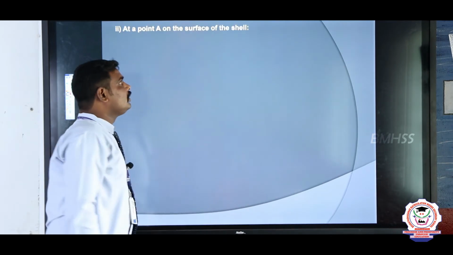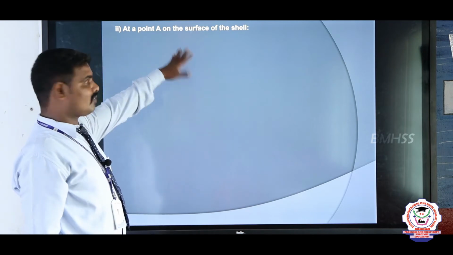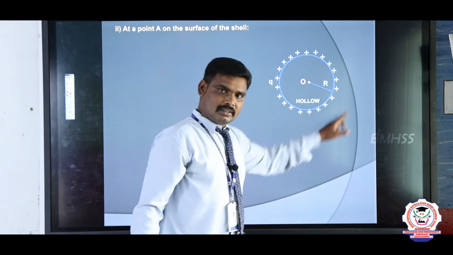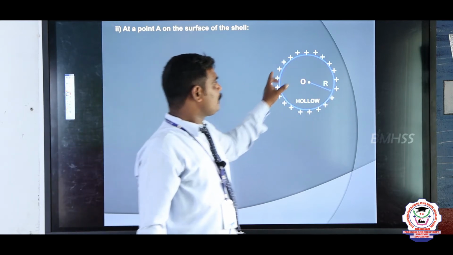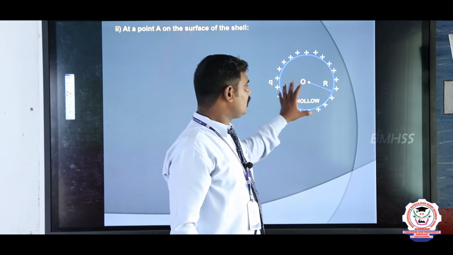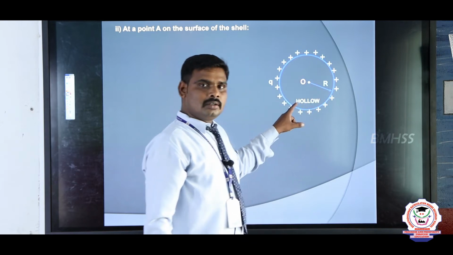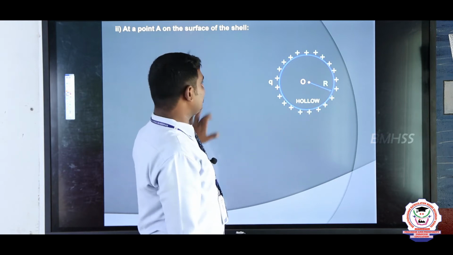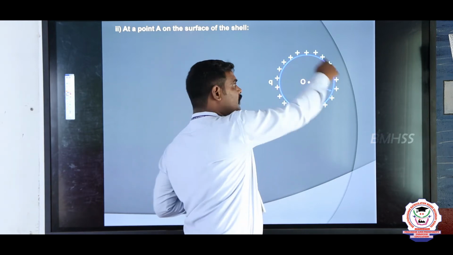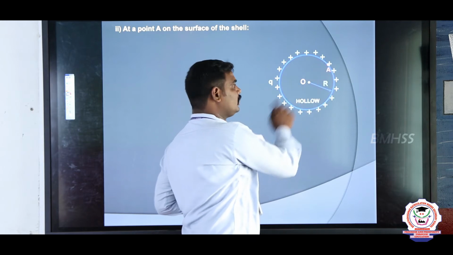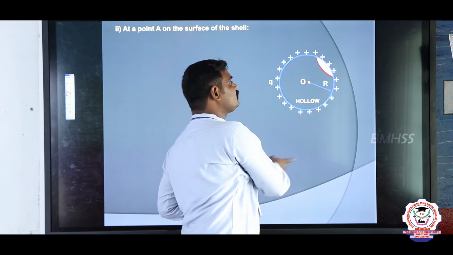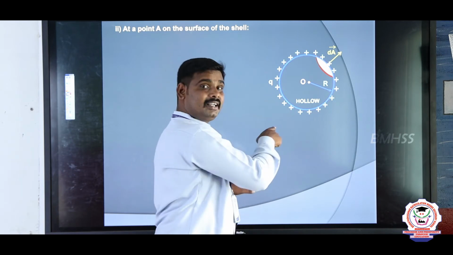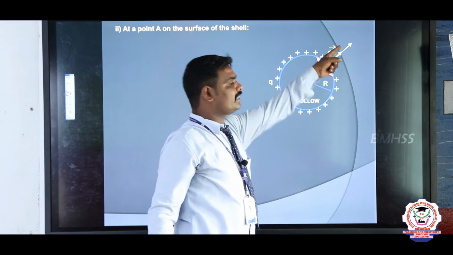Next, we take the point on the surface of the shell. This is a charged sphere or shell, a hollow sphere. The radius is R. Let us take a point P on this surface. Both radii are the same, the small r is equal to capital R. E and dA are both acting in the same direction.